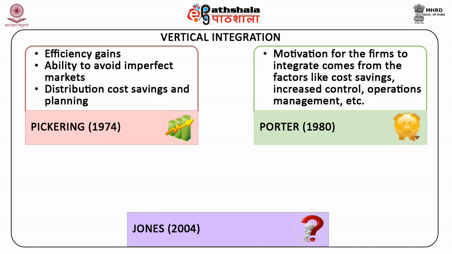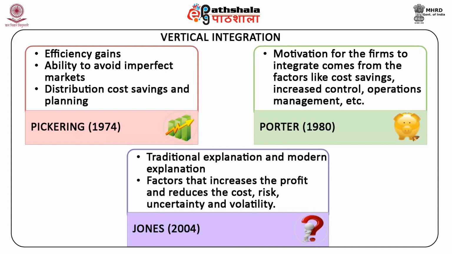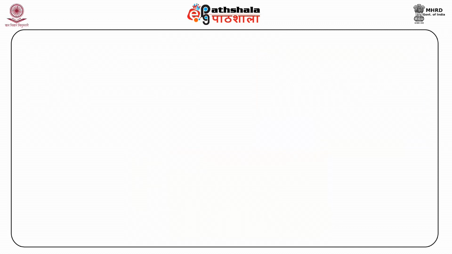Jones, in 2004, examined the reasons for vertical integration of the firms under 2 categories referred to as the traditional explanation and the modern explanation. Both sets of explanations look for the factors that increase the profit and reduce the cost, risk, uncertainty, and volatility. These 2 sets of explanations are dealt with in detail in the following sections.